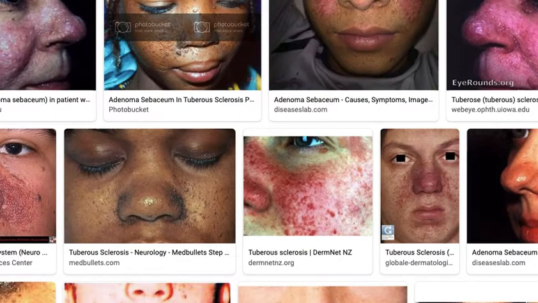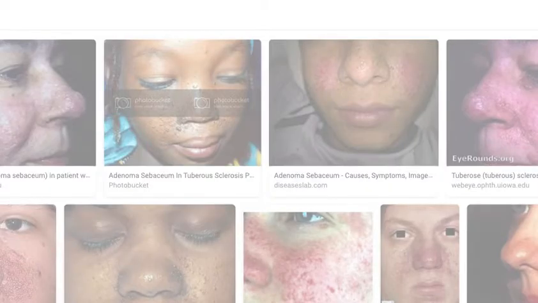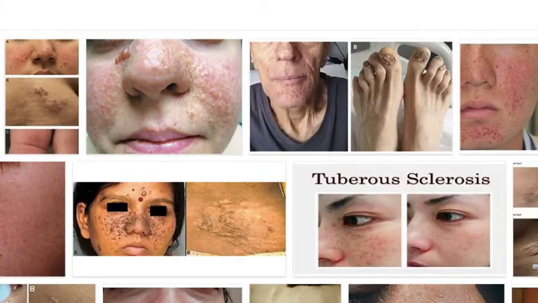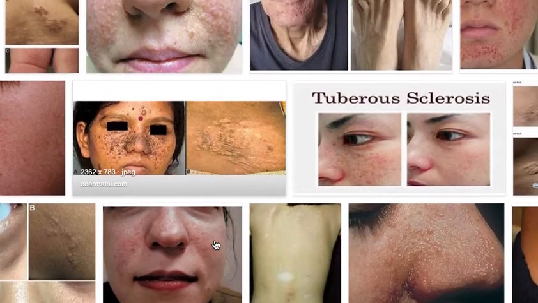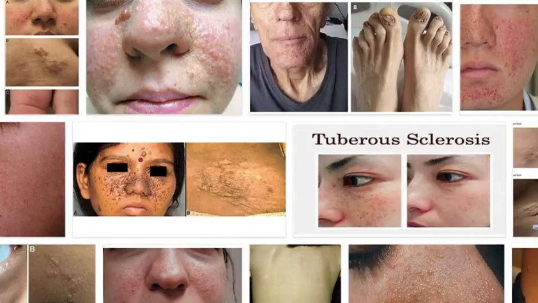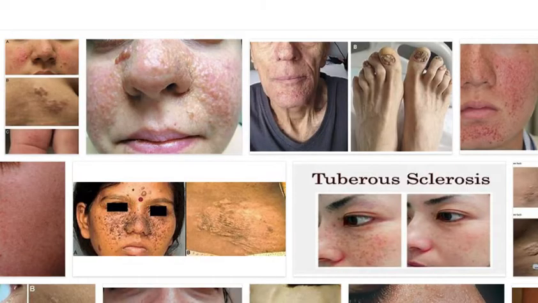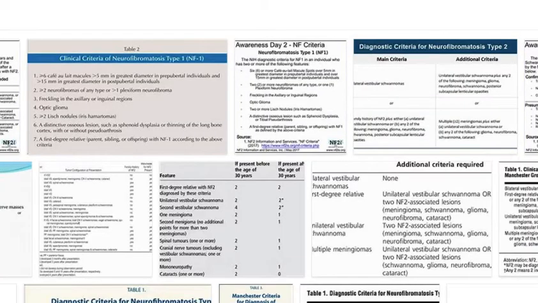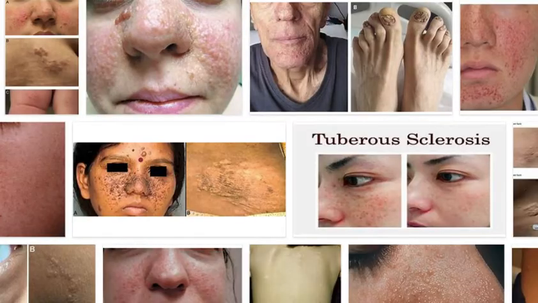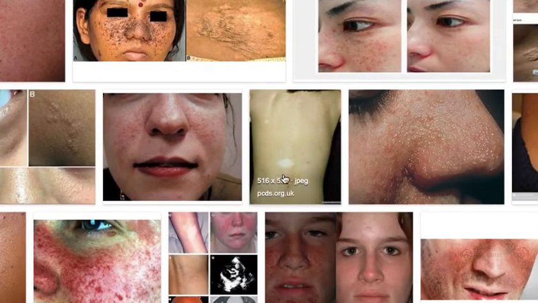So see, I showed you 3 things. One of them is adenoma sebaceum. The second one is the shagreen patch. The third one is the hypopigmented ash leaf shaped patches.